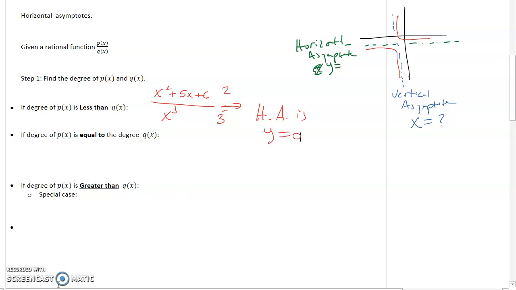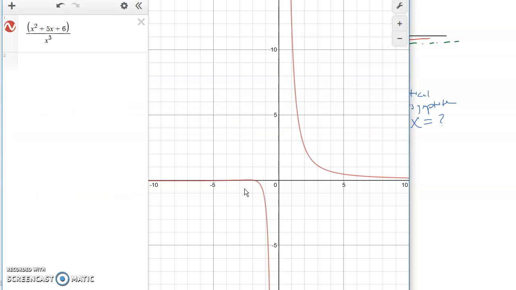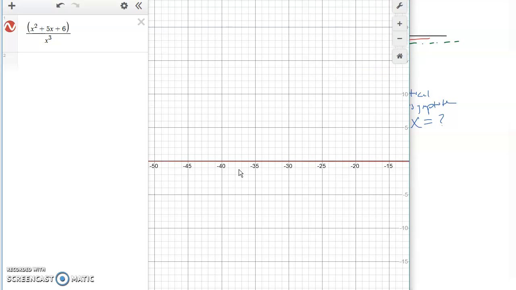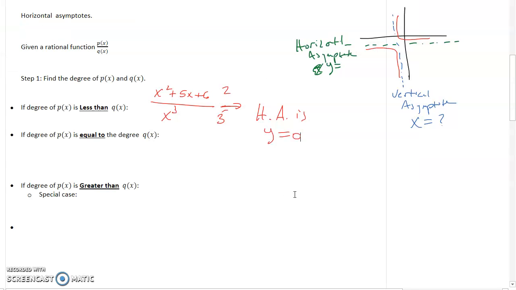Let me pull up a graph of this so you can see what I'm talking about. If you take a look, as I look at these points, do you see that the y values are getting really, really close to 0 but never actually touch it? That is how we know. And again, if we go out further, we can see that these y values are really, really small, but they're not actually equal to 0. It's going to get really close to that line, but it never actually hits 0 there. Okay?